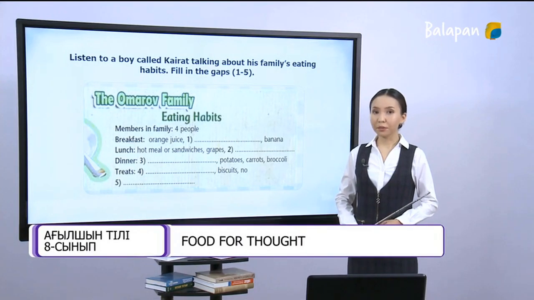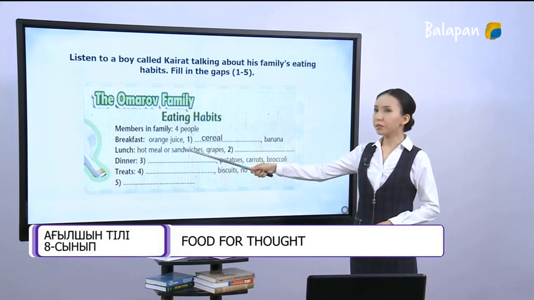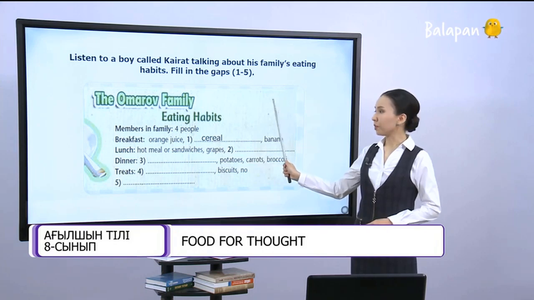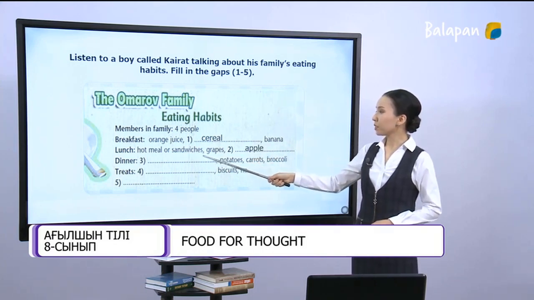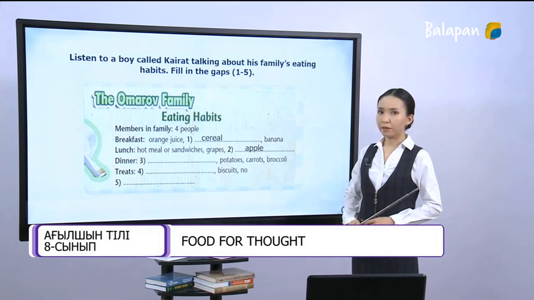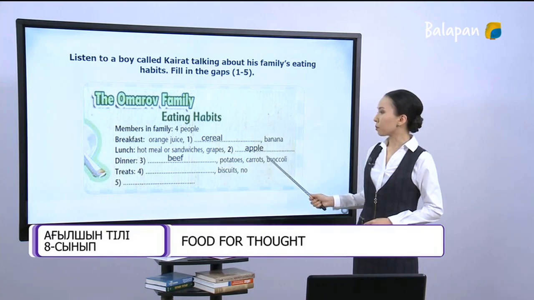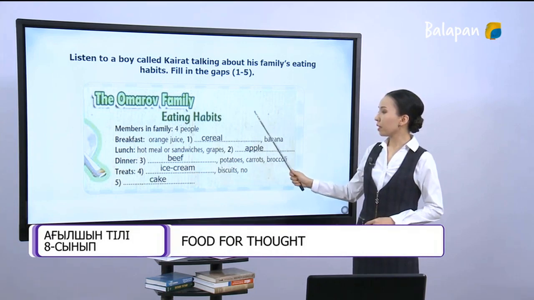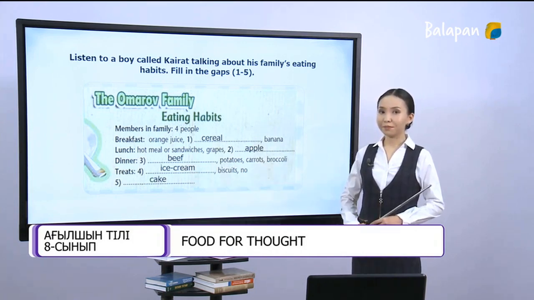Now let's compare your answers. For breakfast they have orange juice, cereal, and banana. For lunch, they have hot meal or sandwiches, grapes, and apple. For dinner, beef, potatoes, carrots, and broccoli. And as treats, ice cream, biscuits, and they eat no cake. Well done!